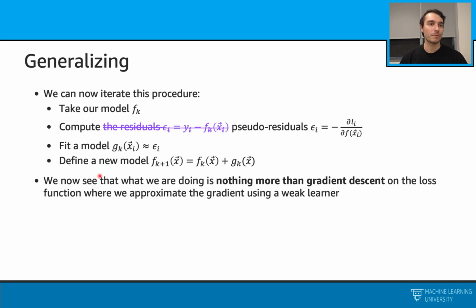Just like before, I will go back and compute the pseudo residuals, and be careful, not the real residuals, pseudo residuals. So we will take the derivative, then we will fit our g sub k on this, then again add back to this. As you see, this is just really similar. We only change how we calculate our residuals this time. And this is nothing more than applying gradient descent on the loss function, where we approximate the gradient using a weak learner. And over here, we can change the loss function to a different loss function, for example, log loss.